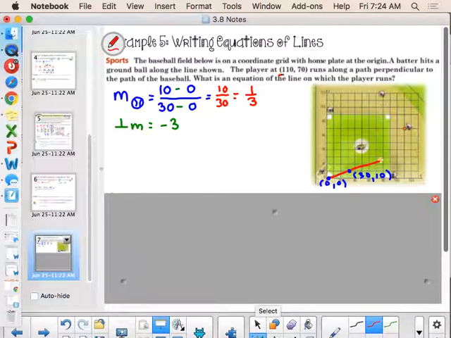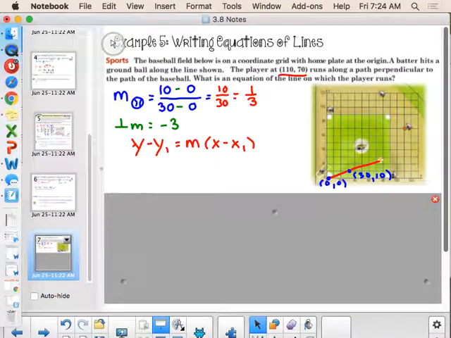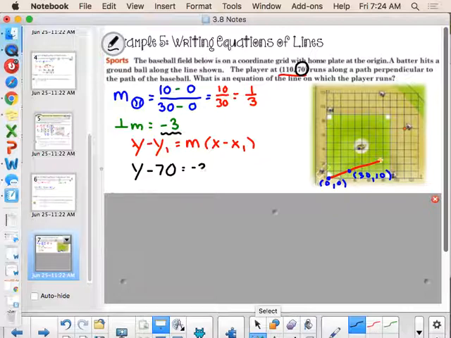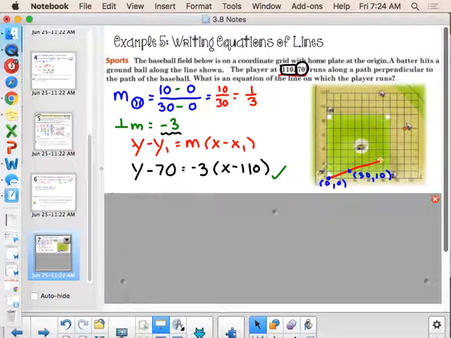Again, because they give us a coordinate, I'm going to use point slope form. So y minus y1 equals m times x minus x1. All right, here we go. Y. We have a y value of 70, so we take away 70. We already figured out that our slope is going to be -3 because that's perpendicular to the path of the baseball. And then we have x, and we have an x coordinate of 110, so take away 110. And here is our perpendicular equation to the path of the baseball.